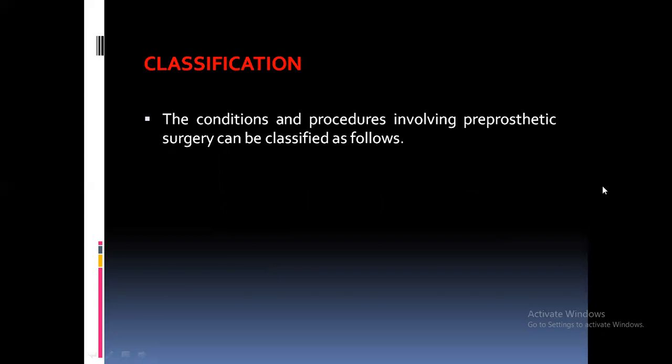First one, conditions that prevent optimal prosthesis function, and the second one, enlargement of the denture bearing area. Under conditions that prevent optimal prosthesis function, first one, retained dentition, second one, soft tissue abnormalities. Under soft tissue abnormalities, first one, hypertrophic frenum, second one, flabby ridge, and third one, denture stomatitis. And the third condition that prevents optimal prosthesis function is bony abnormalities.